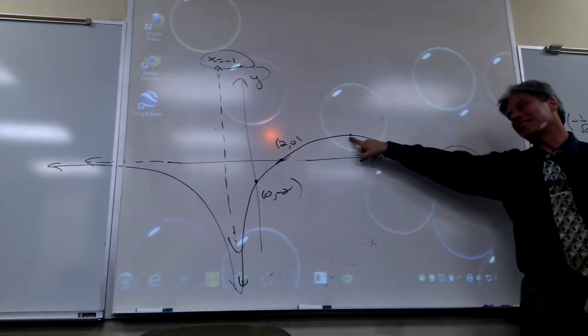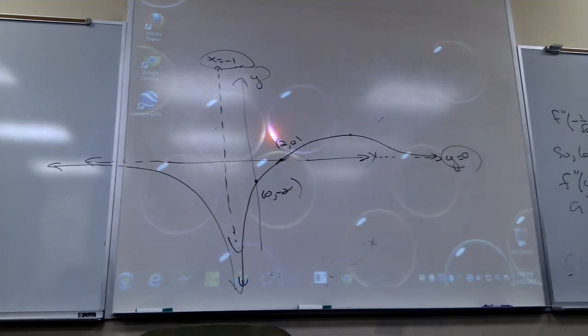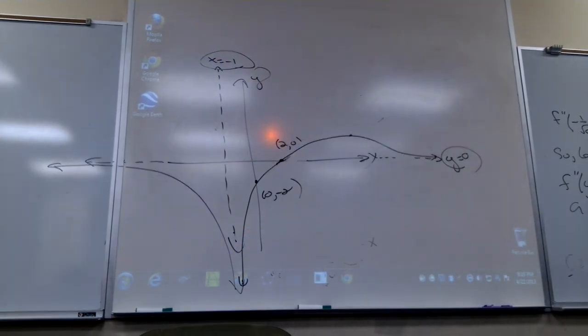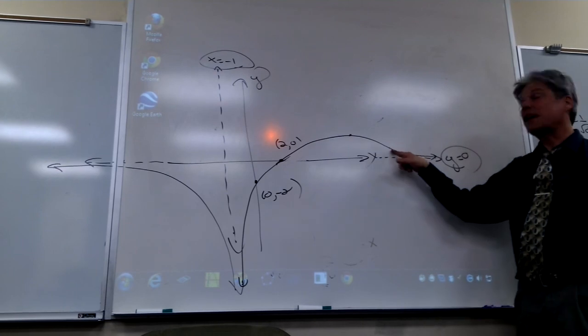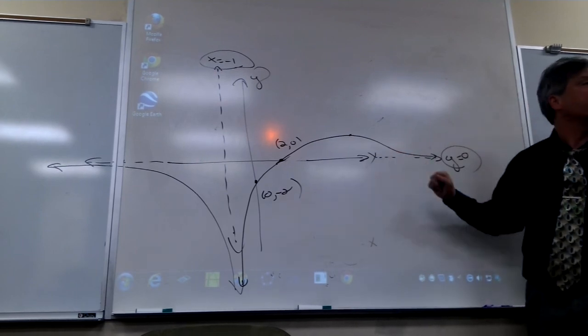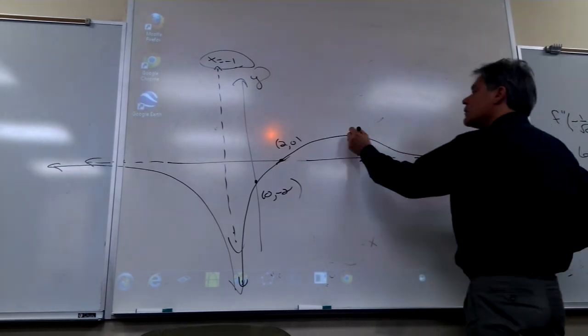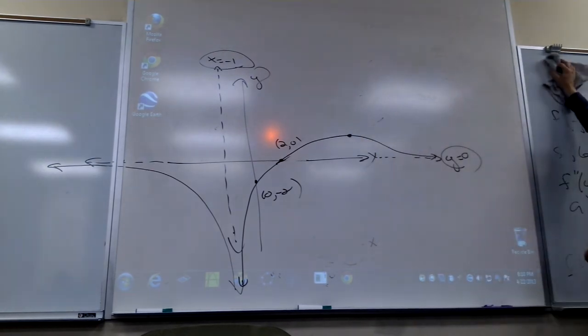I got a local max here. It doesn't make me dizzy. I probably have a local maximum around here and an inflection point right around here. Let's find them. To find the local max, I'll use the first derivative test.